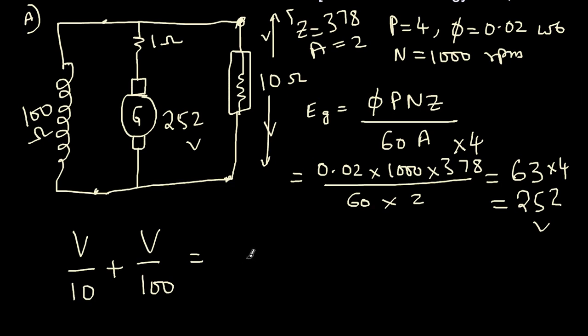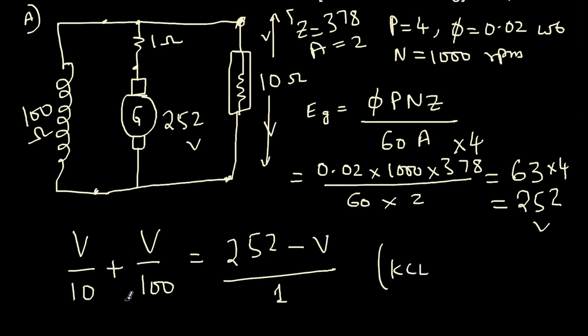How do I know the current in the armature winding? The voltage drop here is 252 minus V, and divided by 1 will be the armature current. So this is basically KCL, and this particular term is the KVL. KCL and KVL together are used to get this particular relation.